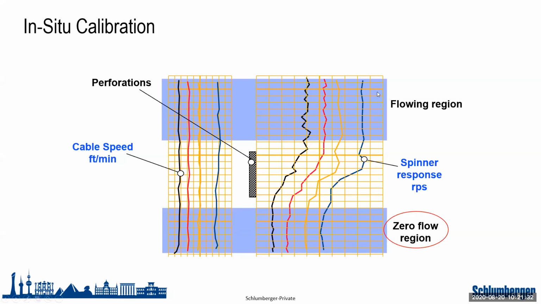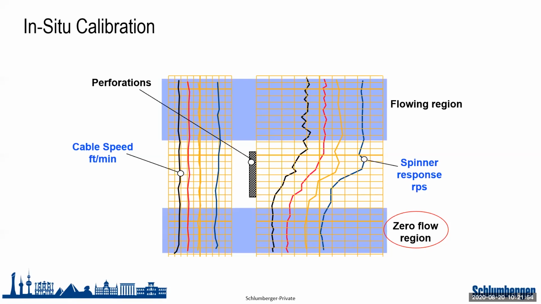And then at the top region, I will also select a zone in purple as well, and this will be my flow region, okay? So like this, we can understand basically what is a zero flow region and what is a flowing region, okay? And again, cable speed is very important to maintain constant.